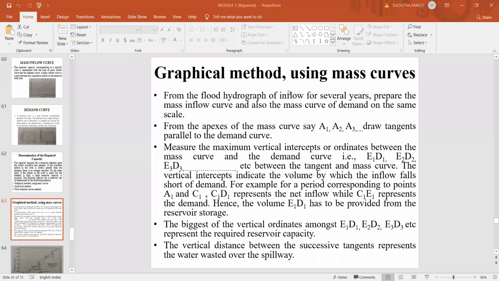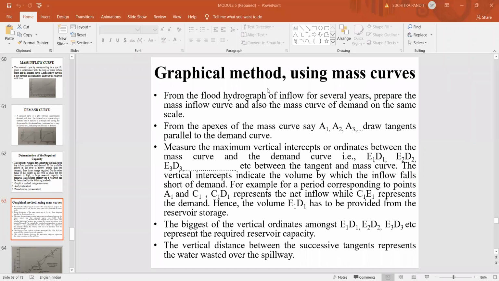So, the graphical method using the mass curve. From the flood hydrograph of inflow for several years. In the previous classes, we have discussed what a hydrograph is. A hydrograph is a plot of discharge versus time. You know the various components of a hydrograph: starting with a rising limb, then the crest portion, then the recession limb. You also know the different methods to separate the base flow component from an observed flood hydrograph.